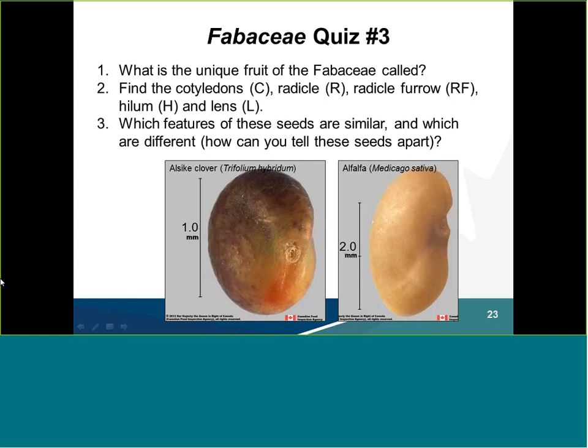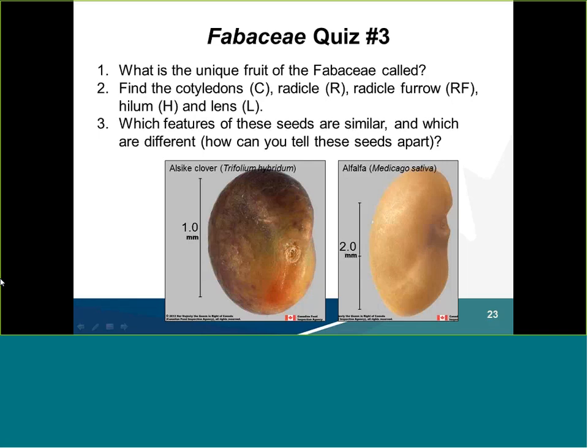Now, I'm curious, when you look at these two seeds, and let's say you were to distinguish them, yeah, indeed they do look different, but I'd like you to take a look and question, why are they different? What are those parts of the seed I talked about for this webinar, and what are their characteristics for each seed, and how do they contrast? So how would you be able to tell these seeds apart?